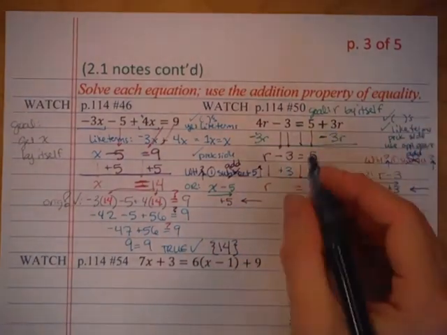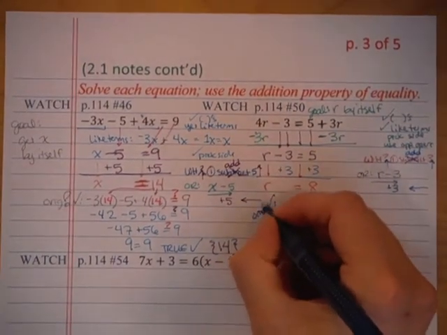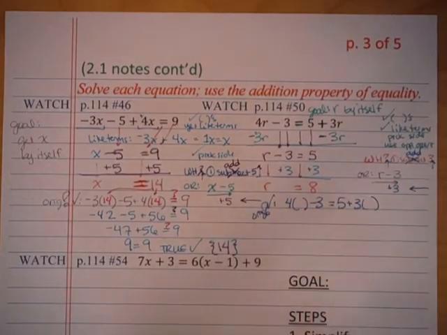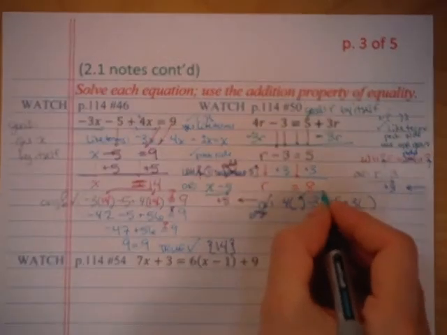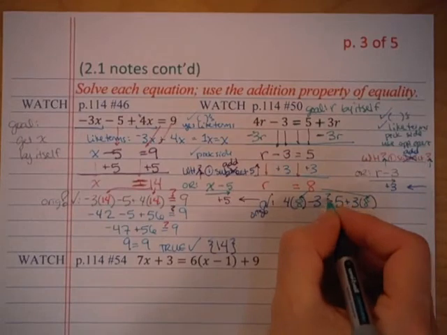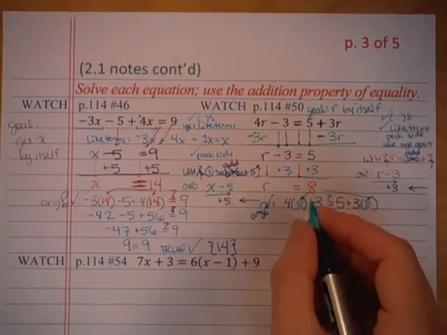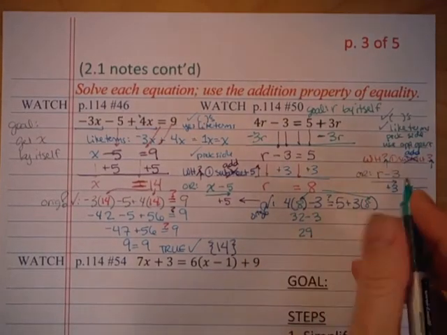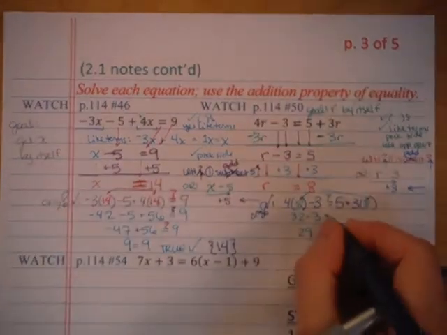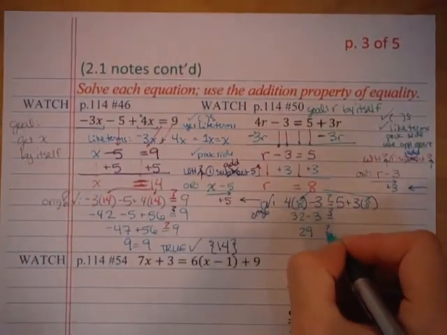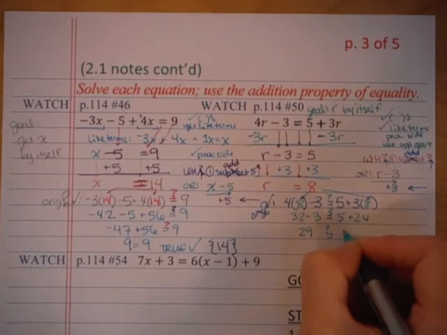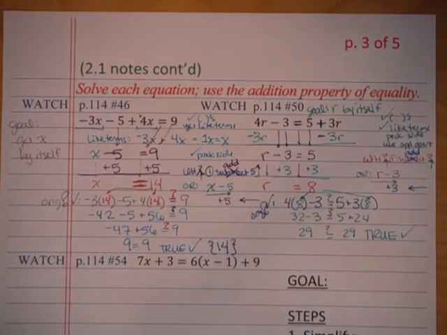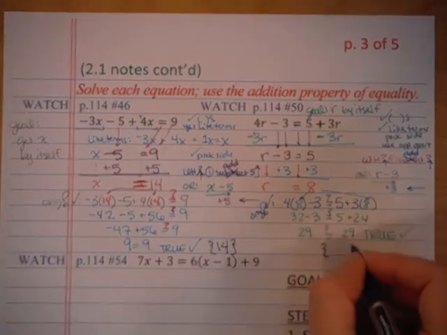Take a moment to check our answer back in the original. Okay, very important. So 4 times r minus 3, will that equal 5 plus 3 times r? So I'm going to take my answer, plug it in both places, 8 and 8, and I'm asking myself, will this make a true statement? On the left side, I get 32 minus 3, which is going to give me 29. On the right side, I get 5 plus 24, that also gives me 29. So this is a true statement. I have checked it, and now I am good to write my answer in the set notation.